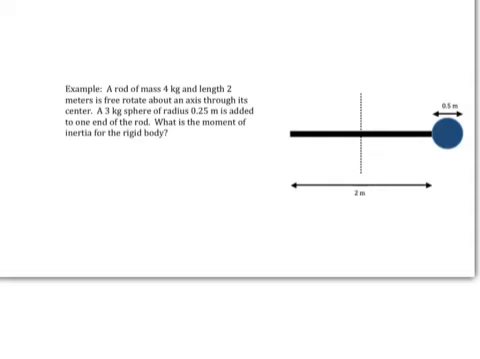In this example, we have a rod of mass 4 kilograms and length 2 meters, and it's free to rotate about an axis through its center. A 3 kilogram sphere of radius 0.25 meters is added to one end of the rod. What is the moment of inertia for the body?